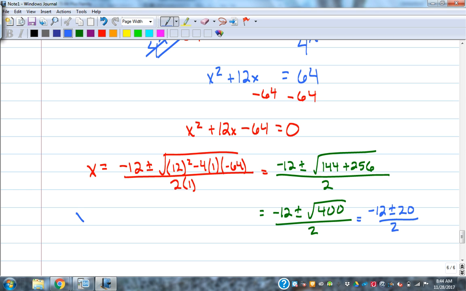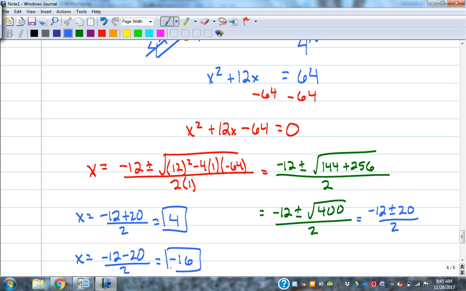So we got two answers. We got x equals negative 12 plus 20 divided by 2, negative 12 minus 20 divided by 2. We got to simplify those. Negative 12 plus 20 is 8. Divided by 2 is 4. Negative 12 minus 20 is negative 32. Divided by 2, negative 16. If I look back at my original problem, I know the negative 16 is going to get thrown out because it would put a negative in the logs. I'm going to throw it away.